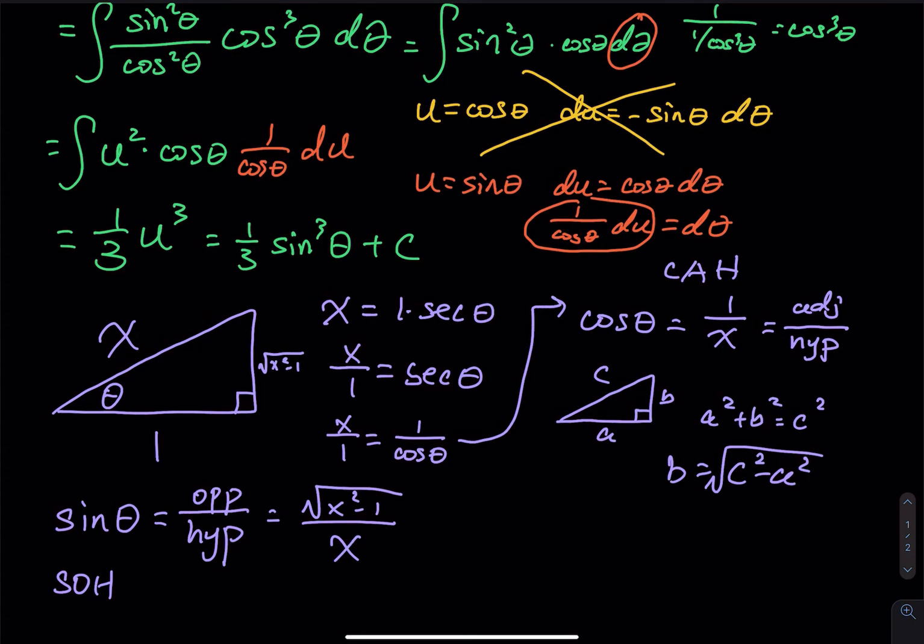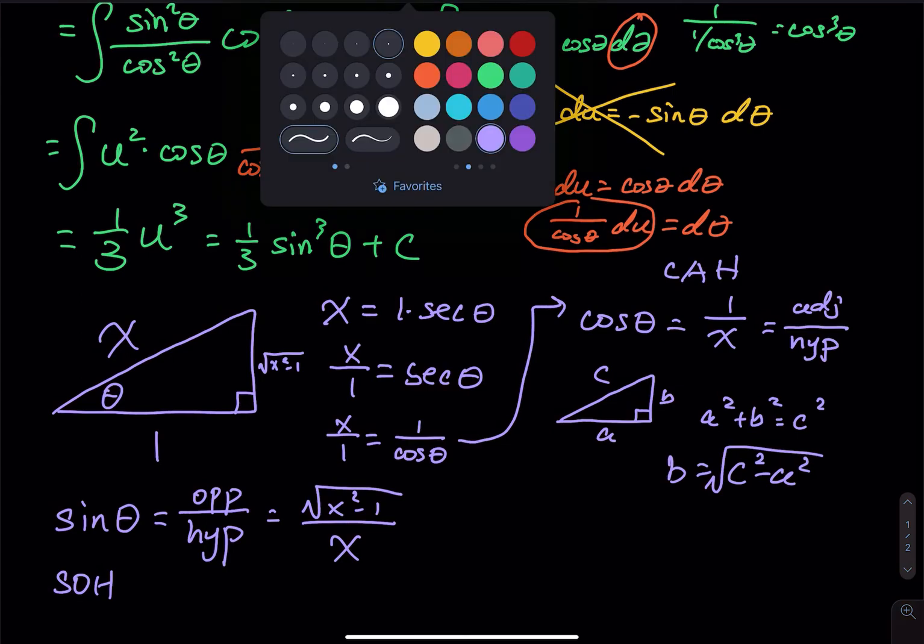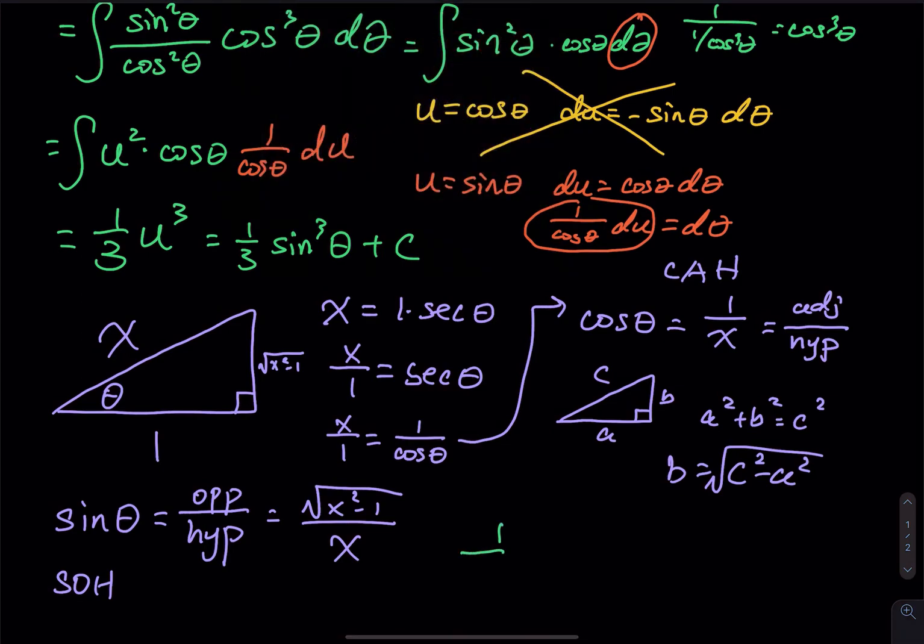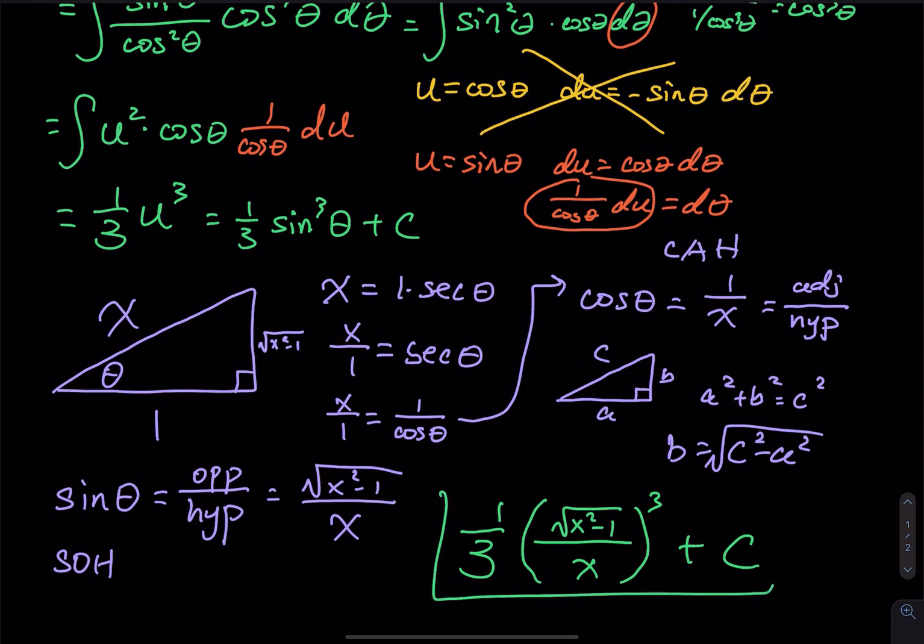And then all you have to do is put this back to the green, and overall, the final answer is 1/3 sine, so that will be a third power, right? Then you have to raise this whole thing to the third power, the square root of x squared minus 1 divided by x, and then you add c to it. So that is the final answer to the first integral.